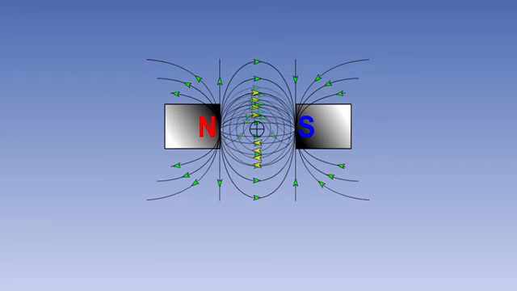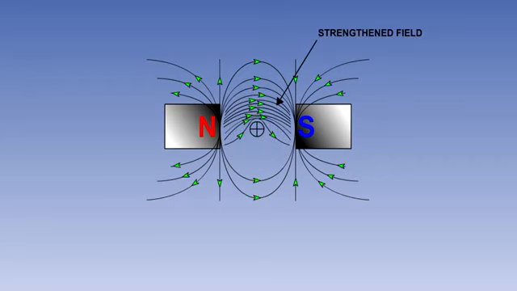In the area where the fields are running in the same direction, there will be a strengthened magnetic field. And in the area where the fields oppose each other, the field strength will be reduced. This will produce a force trying to move the conductor in the direction of the weakened field. This is the basic principle on which electrical motors operate.